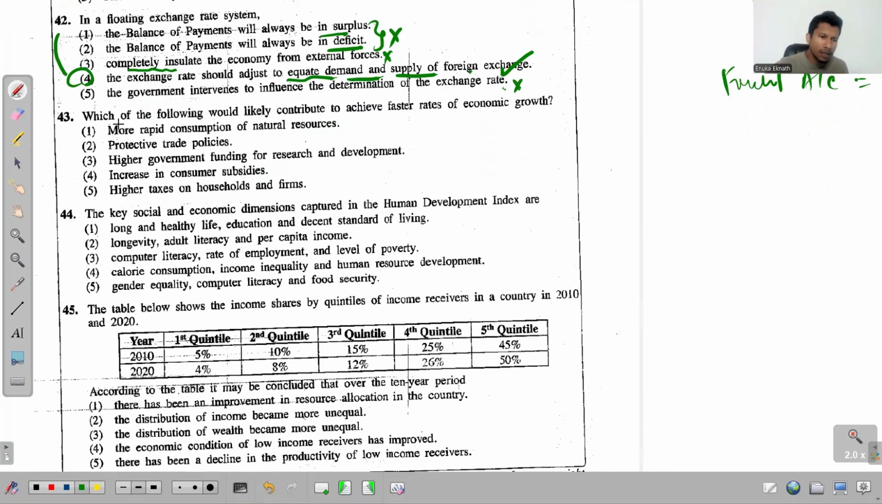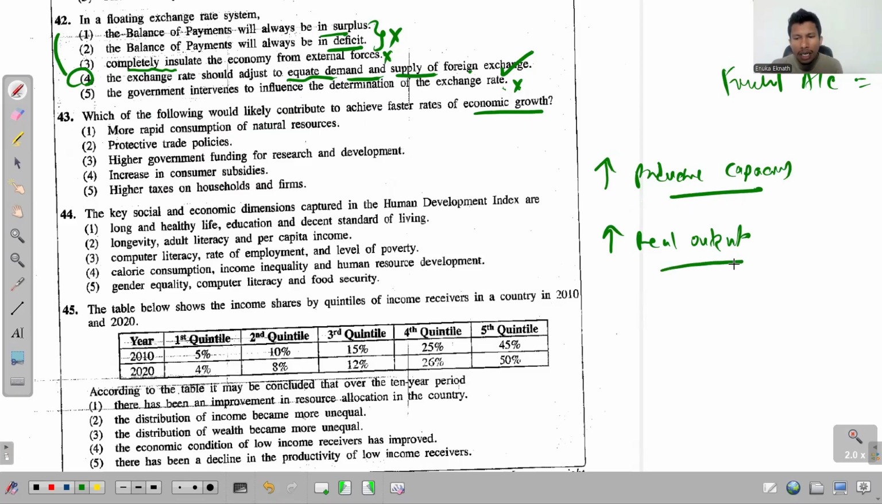Right. Look at this 43rd question. Which of the following would likely contribute to achieve faster rate of economic growth? Okay, economic growth. What do we mean by this term economic growth? That is the increase in, let's say, productive capacity. If not in simple terms, that is the increase in real output of the economy. So we just need to pick the answer which will increase the productive capacity, if not the real output of the economy. Right. The first one says more rapid consumption of natural resources.